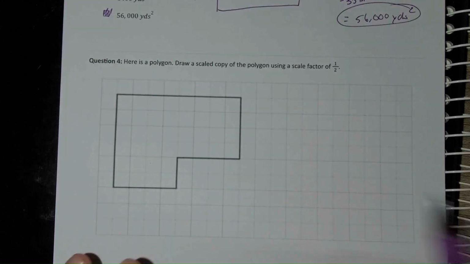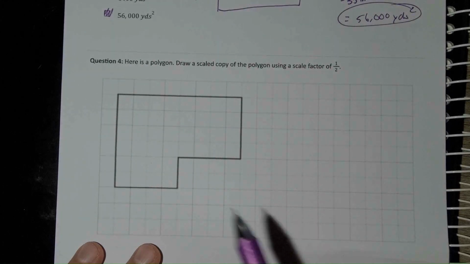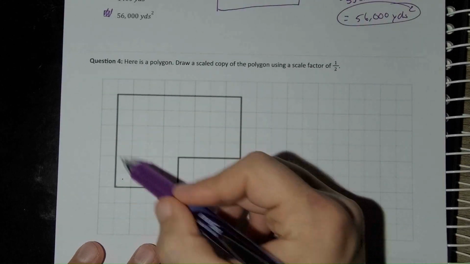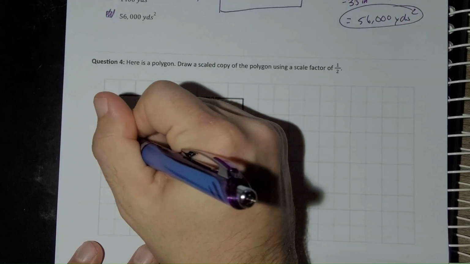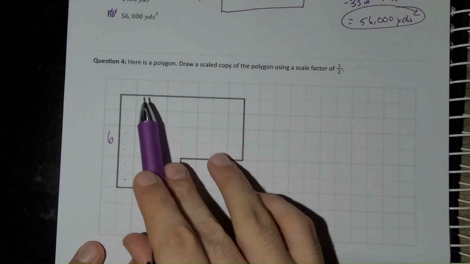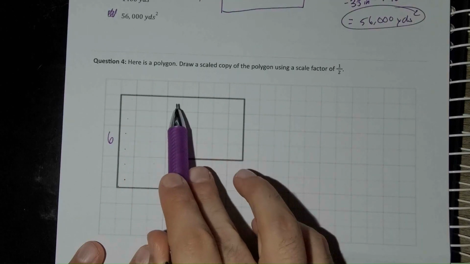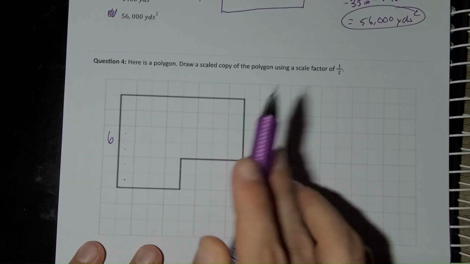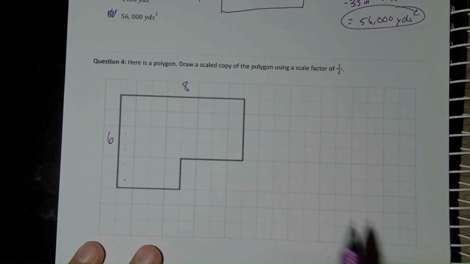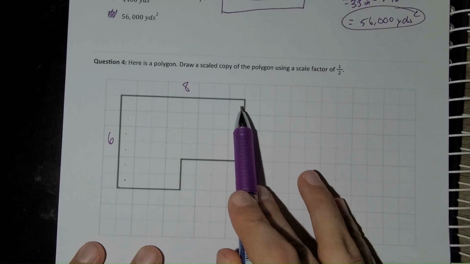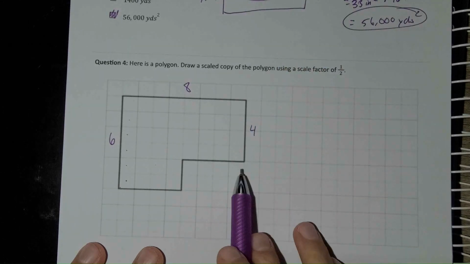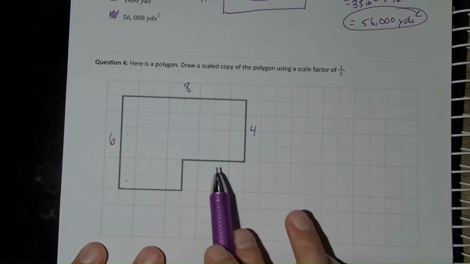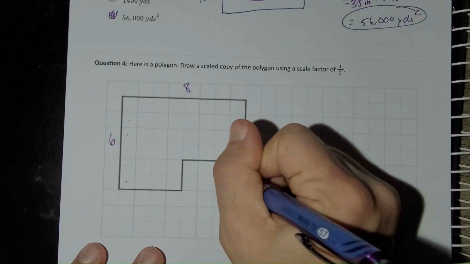And so here, first step is to get the segments, right? So you do corner to corner, 1, 2, 3, 4, 5, 6. So the length here is 6. Here, 1, 2, 3, 4, 5, 6, 7, 8. This was 8. We go to our next one, 1, 2, 3, 4. This is 4. Go again, 1, 2, 3, 4. This segment here is 4.